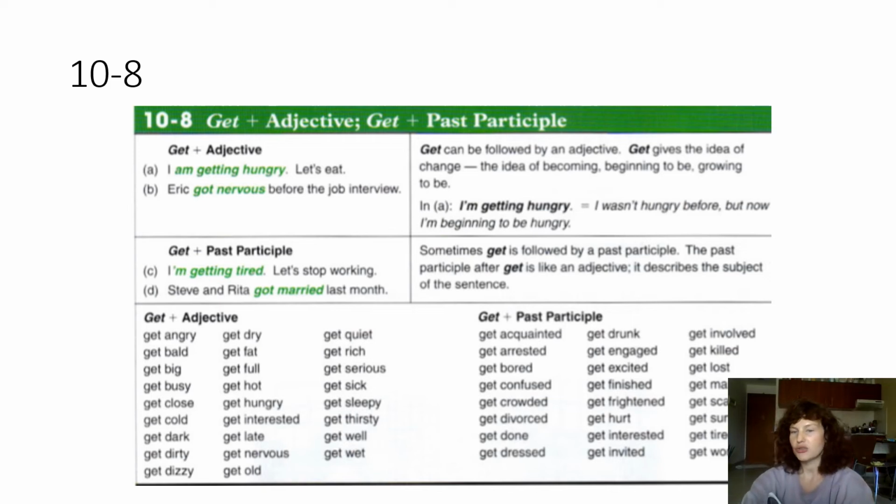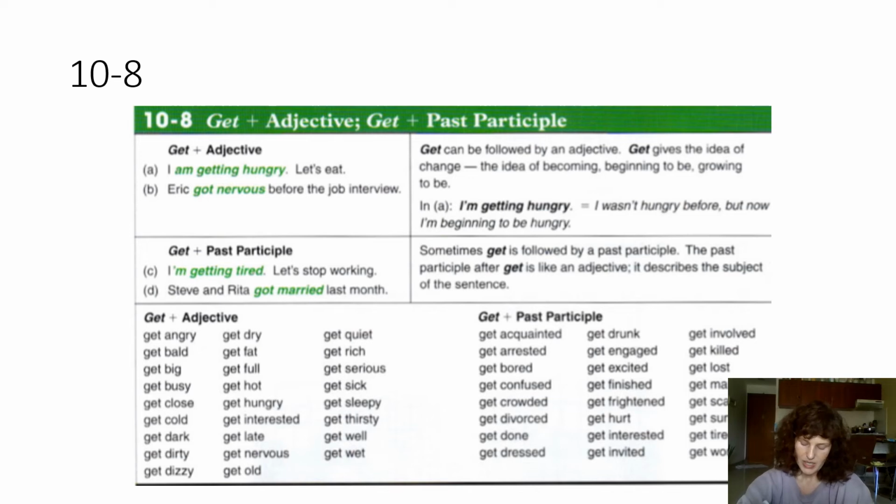If you get rich, you go from not having a lot of money to having a lot of money. If you get hurt, you go from being fine to having pain, or having some sort of injury, okay? Okay, so I think it's pretty easy. Exercise 35 we're going to practice with. All you have to do is match the adjective that they give you to the sentence, right?